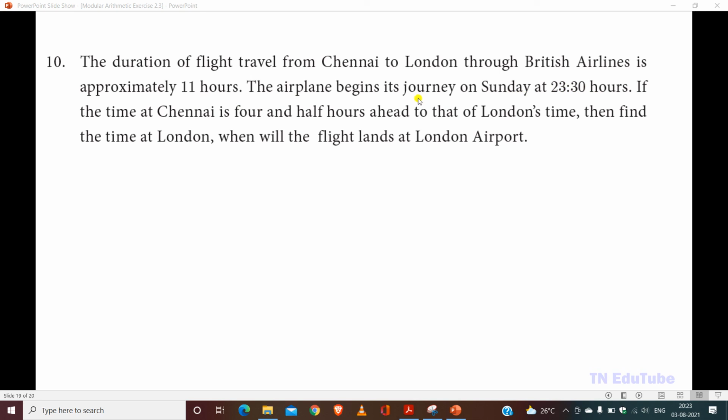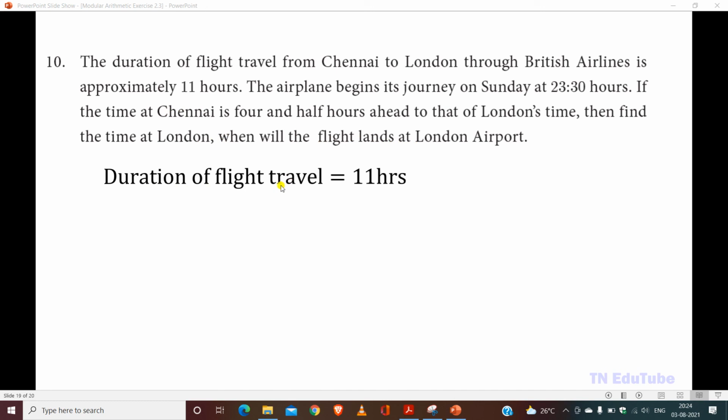Totally 11 hours journey. Usually the timings will be different for different countries, isn't it? Chennai is 4.5 hours ahead of London time. Ahead means it is more. Chennai time is more than London time by 4.5 hours. Then find the time at London. When will the flight land at London airport? You have to find the time, in Chennai time, at which this flight will land at London airport.